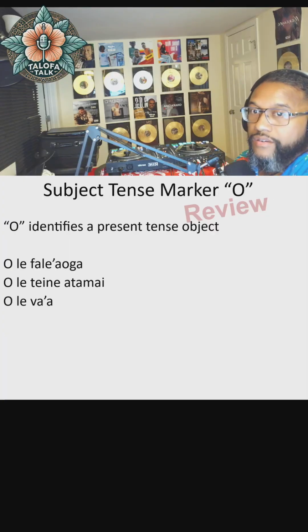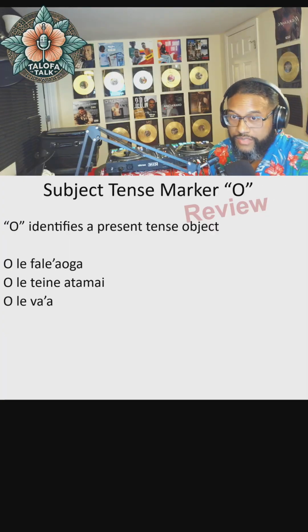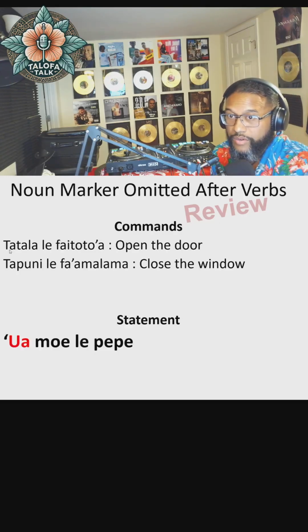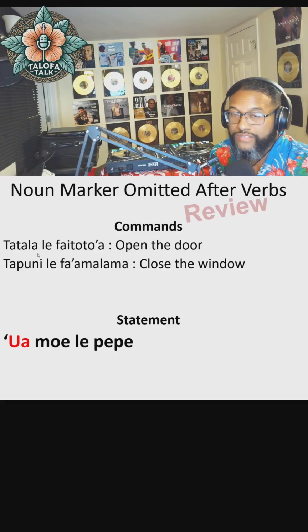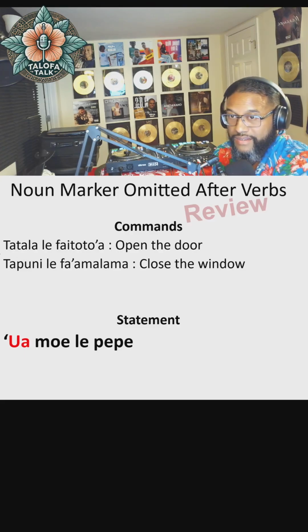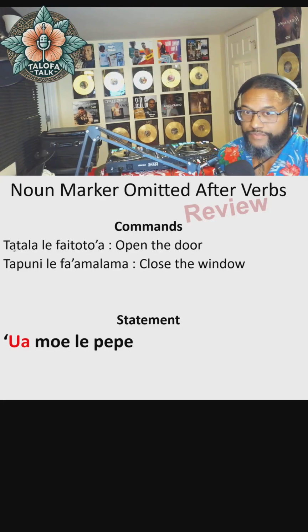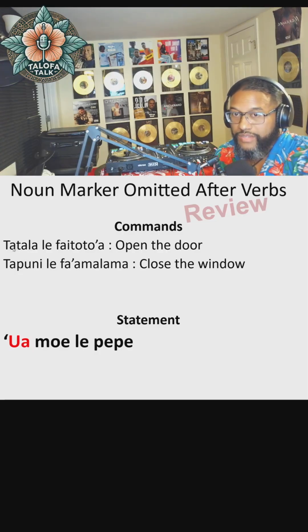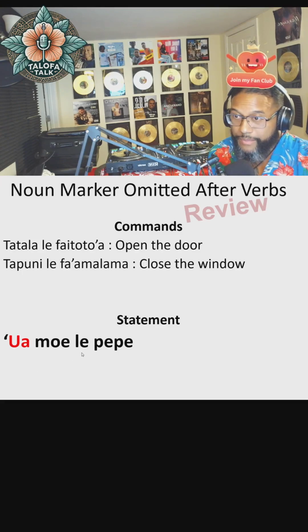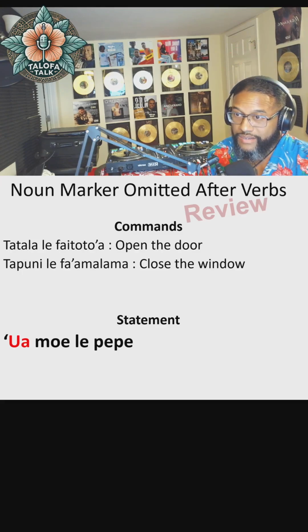Remember back here, the O was a tense marker for the subject. But since this already has a tense marker, we're talking about the action, we don't have to say tatala o le faitotoa. We don't have to say tapuni o le fa'amalama. This already has a tense marker. So I probably should have used one of these as a tense marker, but let's look at this statement right here. We have le pepe, right? If we were just saying the baby, what would we say in Samoan? How would we say that?